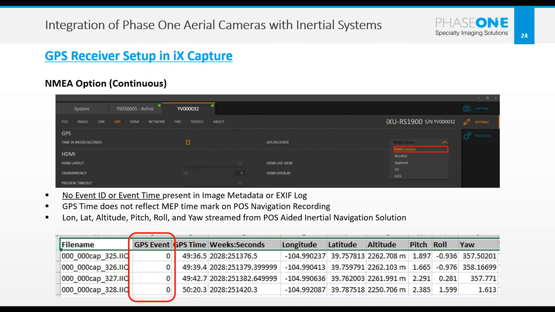It is a sort of real-time solution. It is not as accurate as we might want for the generation of exterior orientation and post-processing of the images themselves. So we have a sort of dilemma here. We don't have a GPS event, and the information we have is not good enough for photogrammetry purposes. Okay, so which are the other options?